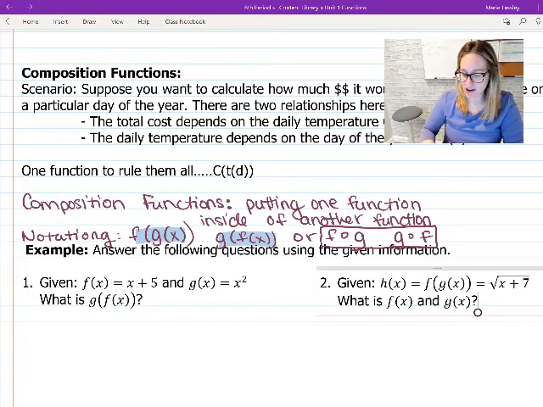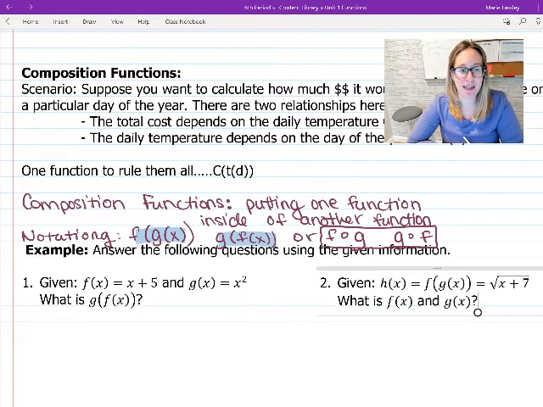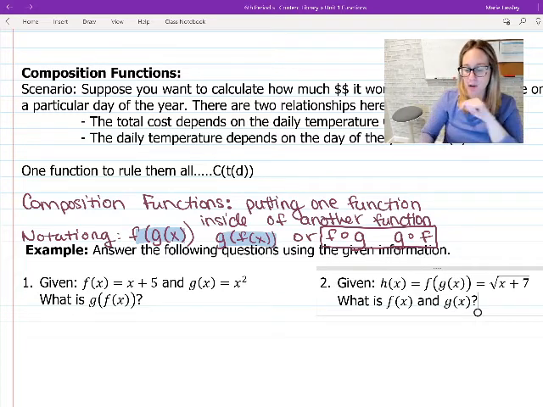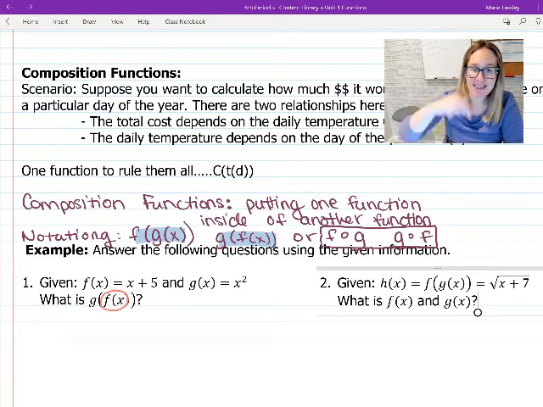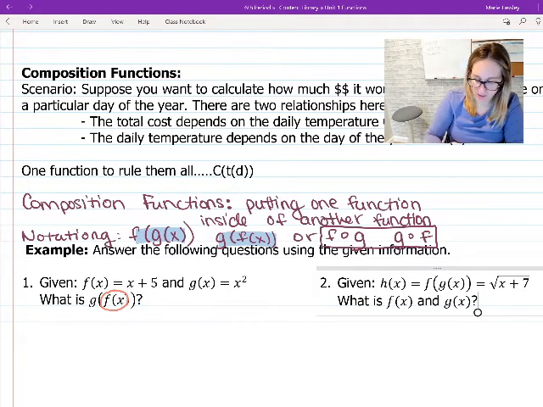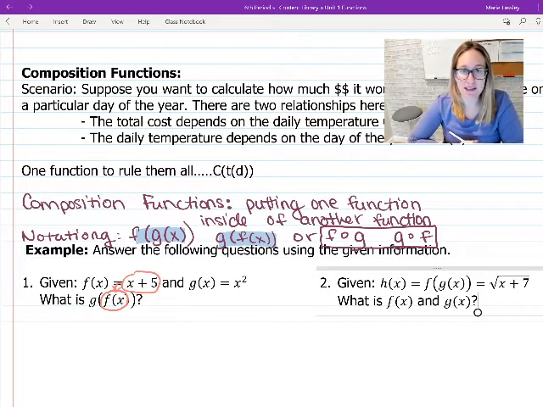Okay, so here are our two examples. The first one is giving us the two functions. So it's giving us f of x and it's giving us g of x, and it wants us to find the composition of f and g. And it's important to pay attention to what order. So this is saying that we're taking function f and putting it inside of g. We're taking all of f, which is this right here, and putting it inside function g.